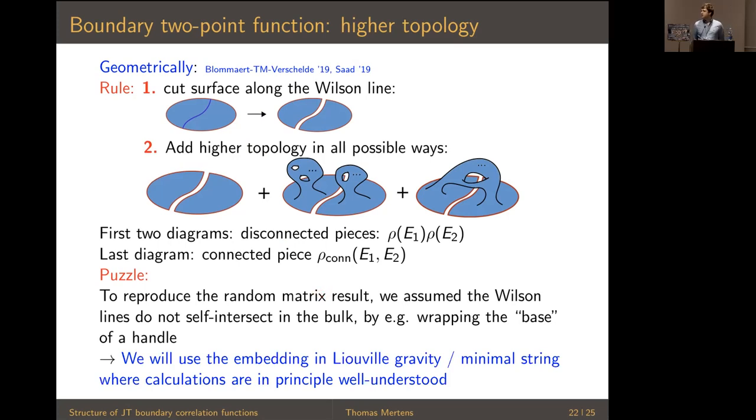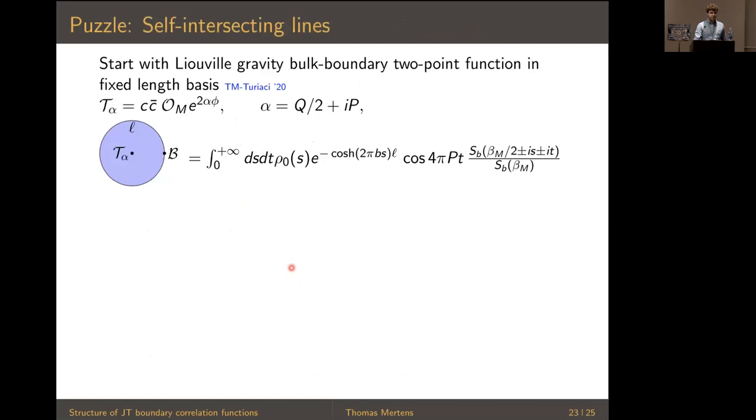Now, we will use the embedding in Liouville gravity, or in the minimal string, where the calculations are in principle well understood. Higher genus corrections, where there are boundary operators at play, we don't have enough technical control to actually give the answer. So I will start with a simpler amplitude in Liouville gravity, which is the bulk-boundary two-point function, again in the fixed length basis. So now we're again in Liouville gravity, the string theory perspective. We have a single boundary operator and a single bulk tachyon vertex operator. I skip the details here, but they're not important.